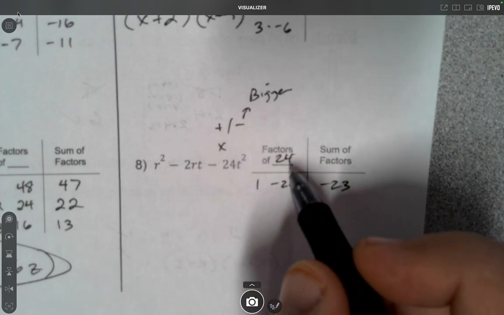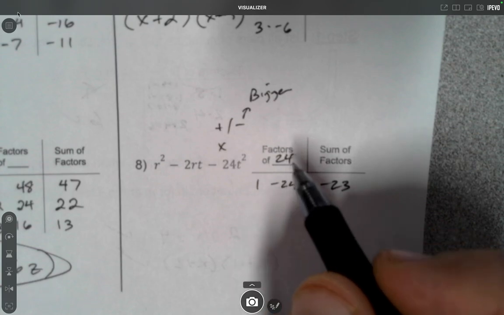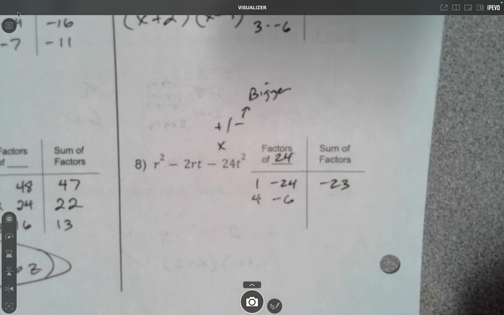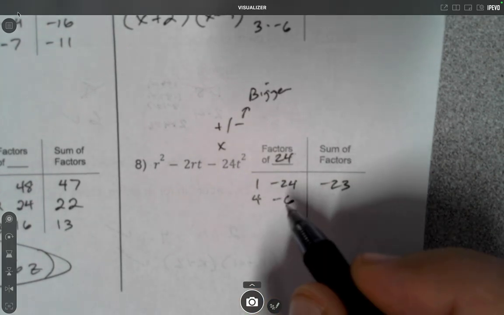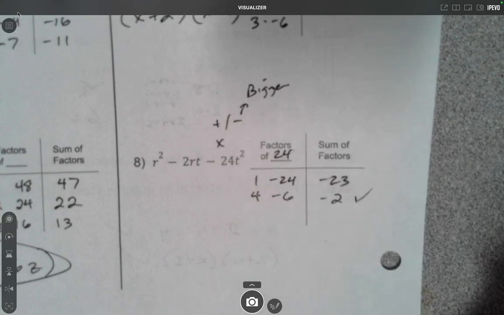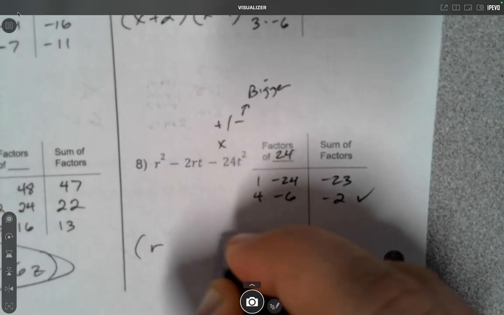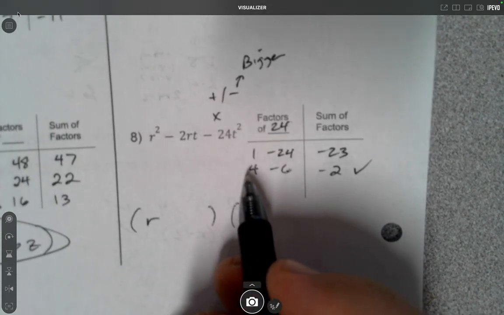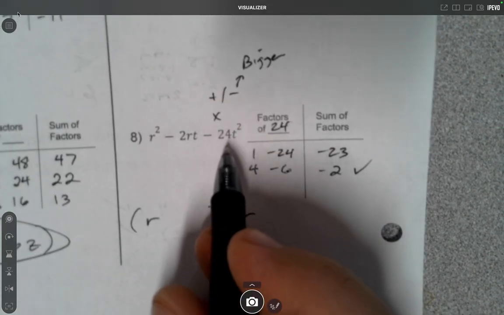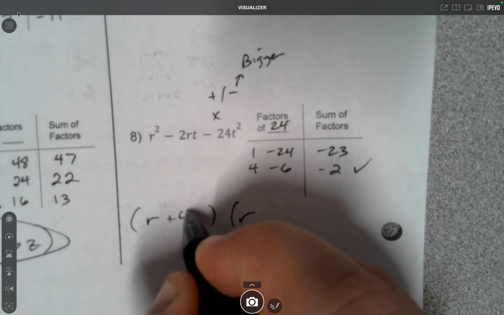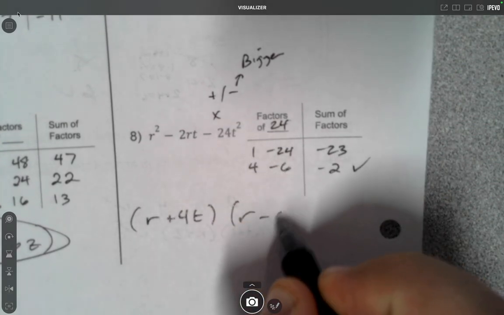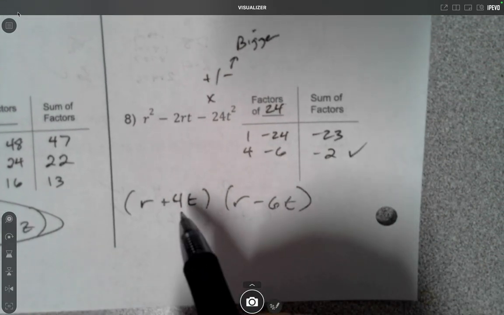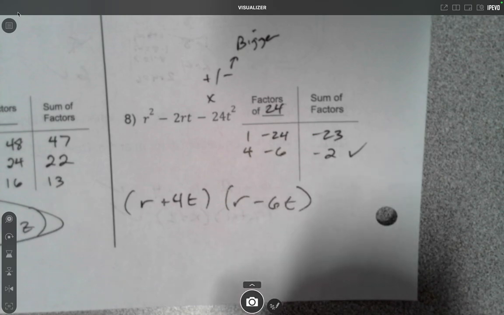I can see the difference can be pretty small between them. So I'm just going to skip ahead and say, okay, 2 and 12 are not close together. 3 and 8 are not close together. But 4 and 6 are. So if I do 4 and negative 6, 4 plus negative 6 is negative 2. We have our match. So I start both with r, because r squared's in front. Then I'll have a plus 4, but I'll have to stick a t with it so I can get the t in the second term. I'll do the negative 6, but I'll put a t with it so it has that second term. So we get r plus 4t, r minus 6t.